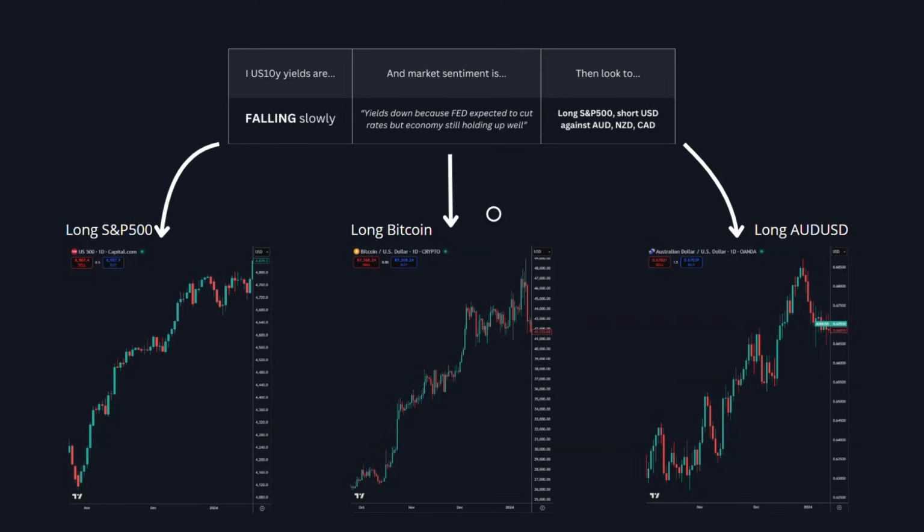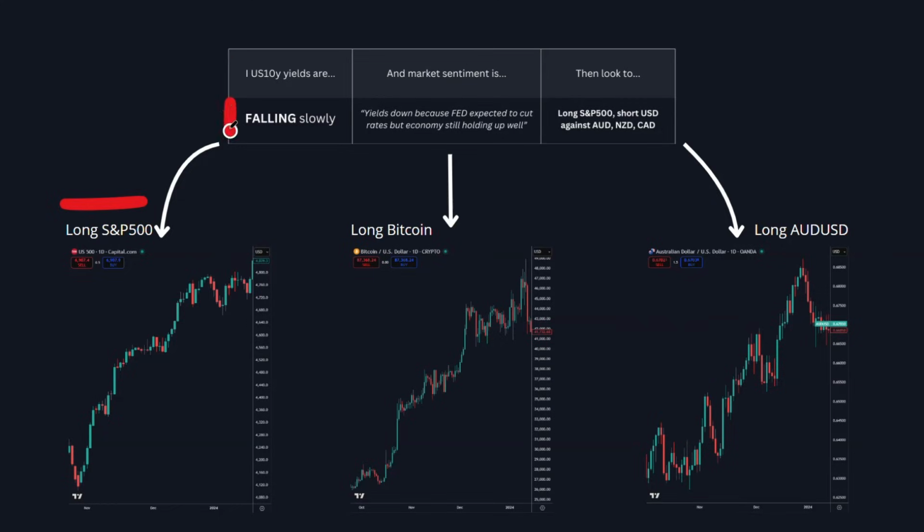Now, if I can give you a little bit of an insight here that is going to help you quite a bit: if we want to be precise in this context, I would say that if you want to be on the safe side, the highest conviction trade between all of these is the S&P 500.